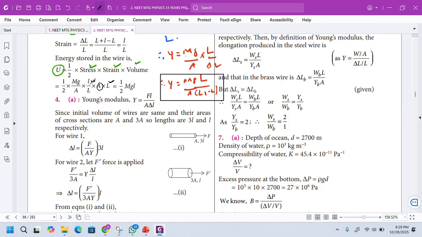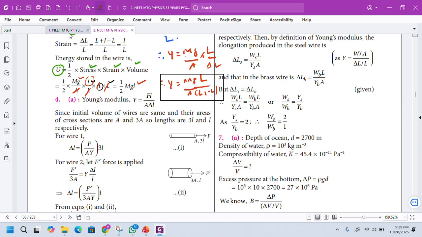Then strain is small l divided by capital L, where small l represents change in length and capital L represents original length. Now here A is there, here A is there, both get cancelled. Here capital L is there, and capital L is there, they get cancelled. The remaining term is 1 by 2 into m into g into small l. Yes, 1 by 2 into capital M into g into small l is the correct answer. This is the energy stored in the wire due to application of the given load.